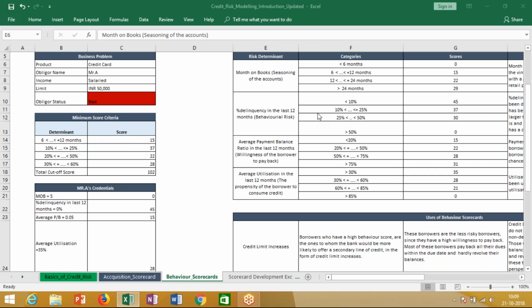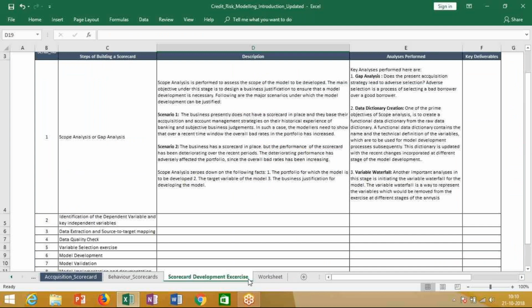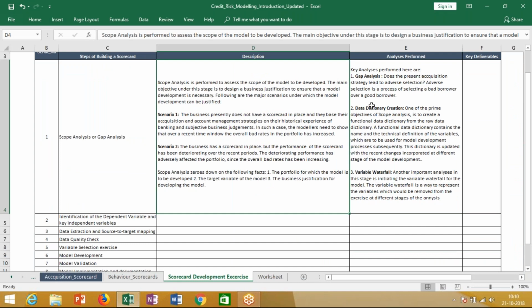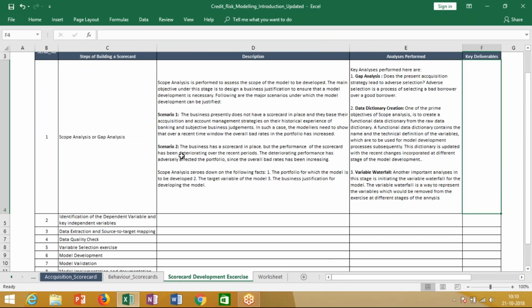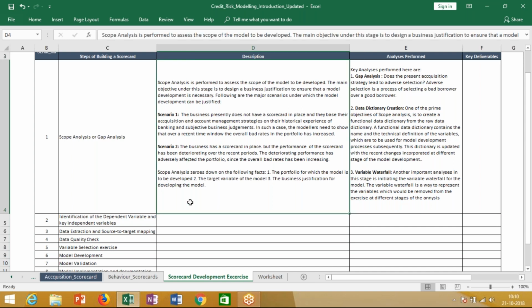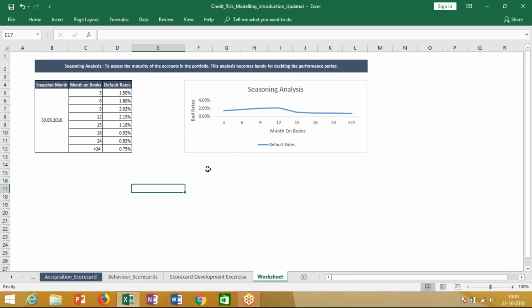So let's take a pause here for the day. In the next class we'll go deep into this behavior scorecard. We'll look into the use of behavior scorecards, and then we'll start talking about the scorecard development exercise. What are the analyses performed, and what are the key deliverables out of each of these stages, will be discussed in the subsequent discussion. When I talk about a behavior scorecard, the next day we'll also talk about seasoning analysis and how it is important. We'll talk about it in the next class.